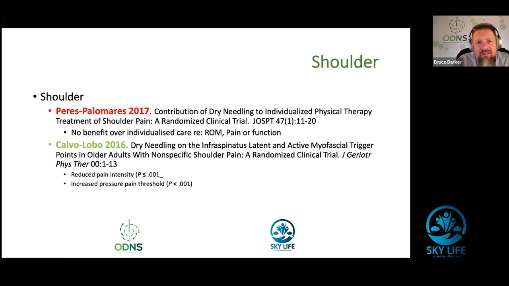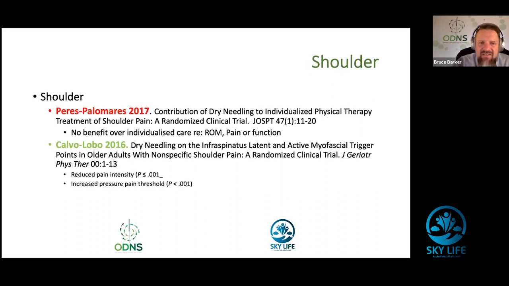The shoulder. The shoulder is a difficult thing. It's my favorite thing in the world to work with. I did my master's thesis on the shoulder. But man, it's a difficult muscle, difficult area, should I say, to fix. And indeed, if you look at the studies, some studies support the use of needling, some studies don't.